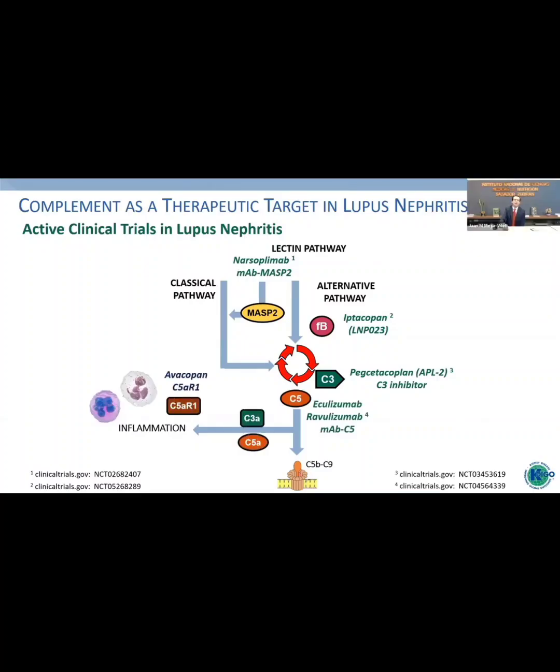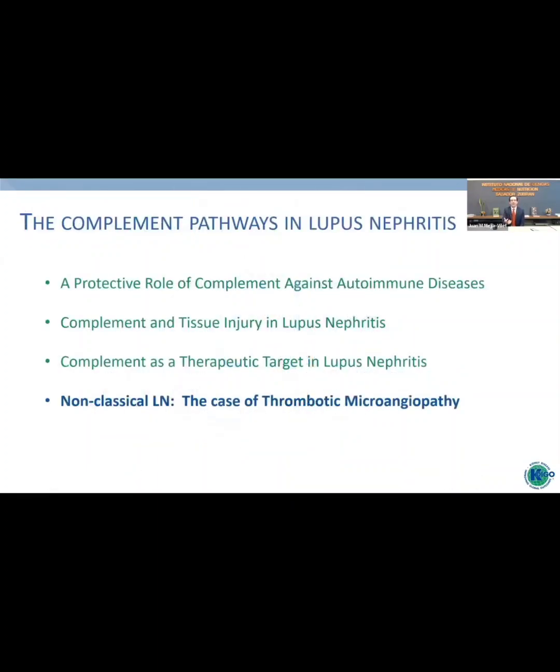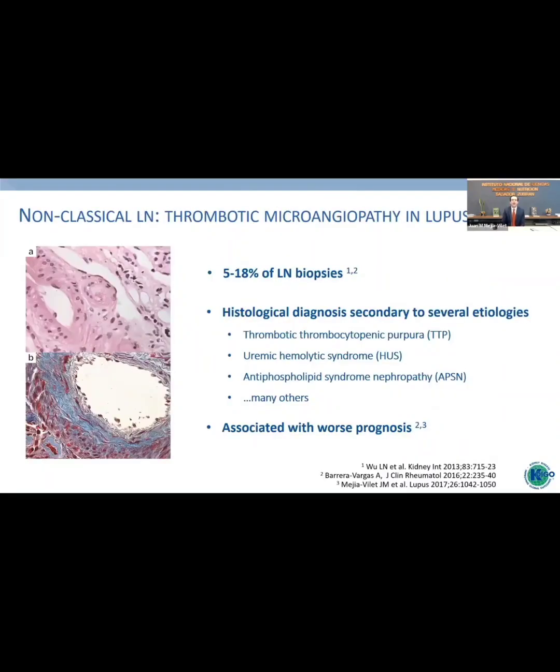And I want to also mention avacopan. There's no active trial of avacopan in lupus nephritis, but it's a potential target as it can decrease inflammation in lupus nephritis. So at this moment, there's no indication outside clinical trials for complement inhibitors in classical immune complex lupus nephritis. However, there is one suggestion to use complement inhibitors in a non-classical lupus nephritis, and that is the case for thrombotic microangiopathy.